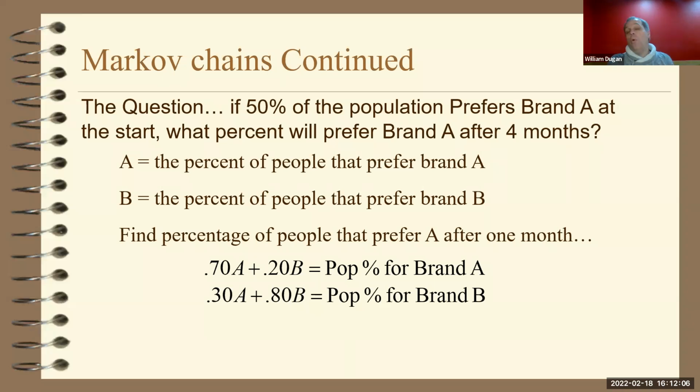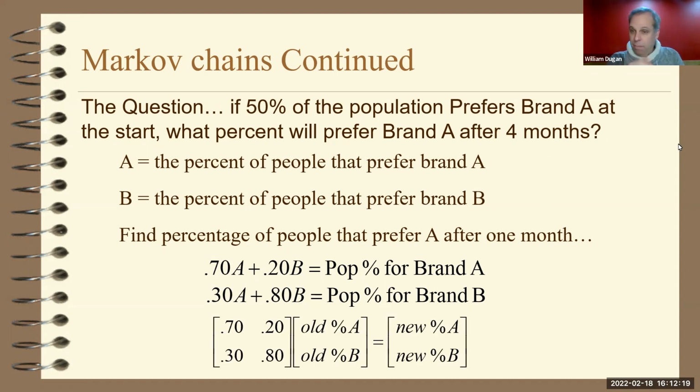The interesting thing is look at the left-hand side of these equations. Notice that they're linear equations. I can actually represent this entire operation as a matrix multiplication. The matrix multiplication would just be this matrix times a vector, which will be the old percentages for A and B. That matrix multiplication will give me a new vector, and the new vector is the new percentage of A and B, in terms of people who would prefer brand A and percentage of people that prefer brand B.